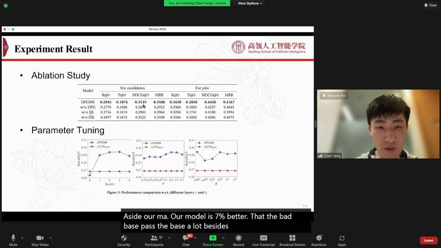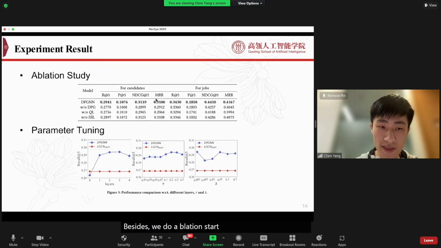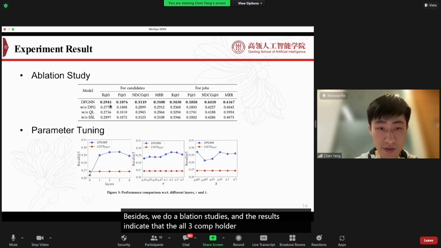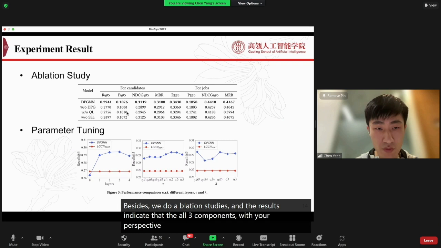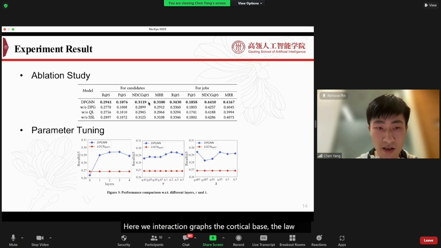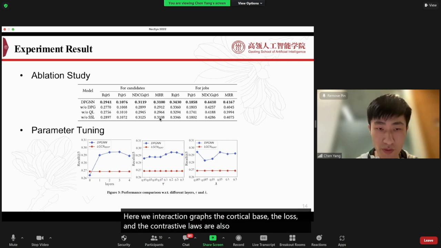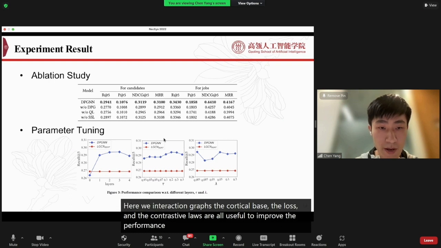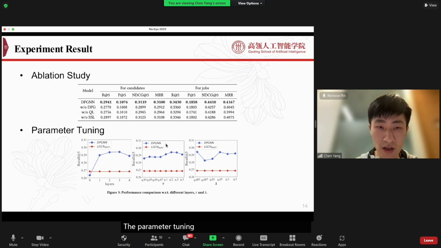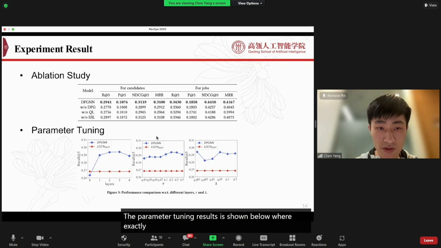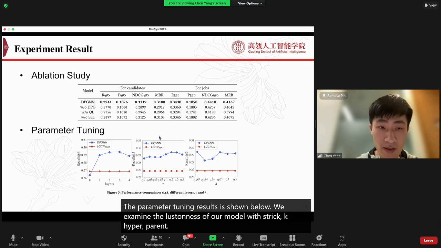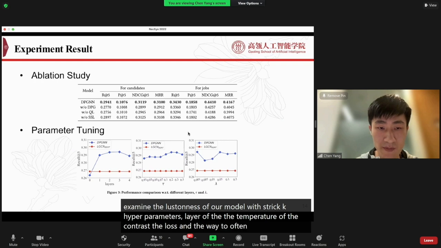Besides, we do ablation studies, and the results indicate that all three components, the dual perspective interaction graph, the quadruple-based loss, and the contrastive loss are all useful to improve the performance. The parameter tuning results is shown below. We examine the robustness of our model with three hyperparameters: the layer of GNN, the temperature of the contrastive loss, and the weight of contrastive loss.